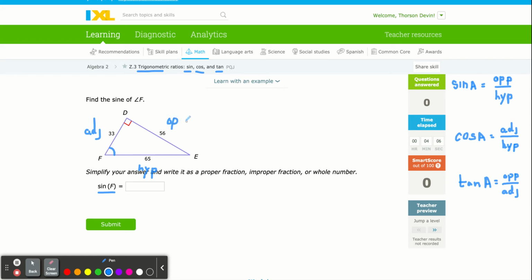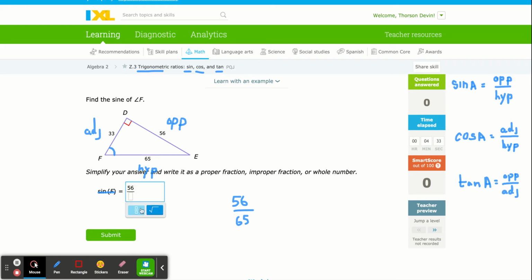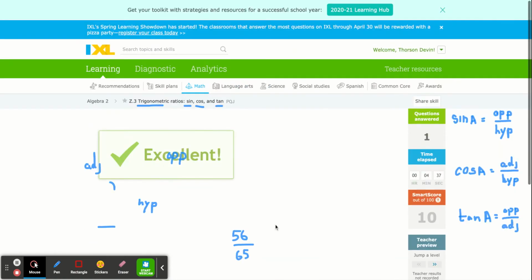Now we can easily find this ratio, because again, the sine function is a ratio of the opposite side's length, which is 56, over the hypotenuse's length, which is 65. And then always try to reduce if possible. I don't believe 65 and 56 have anything in common, so you would just type in that exact fraction, and it gives you that possibility, 56 over 65. And that's how we do this.